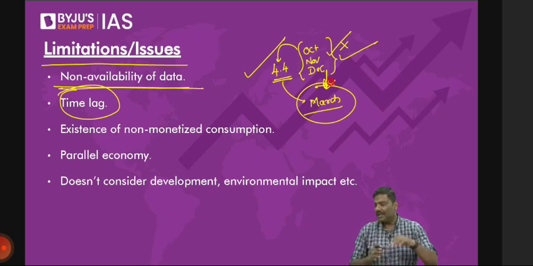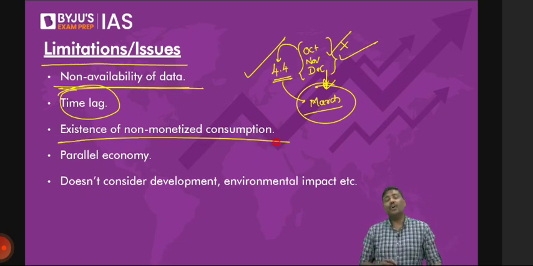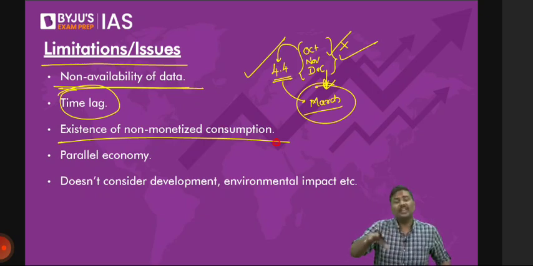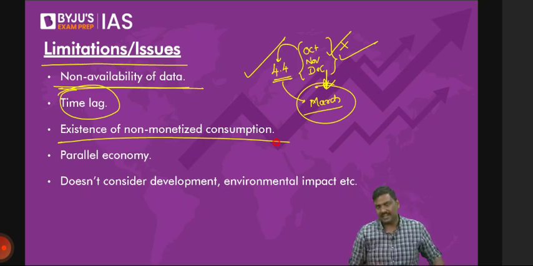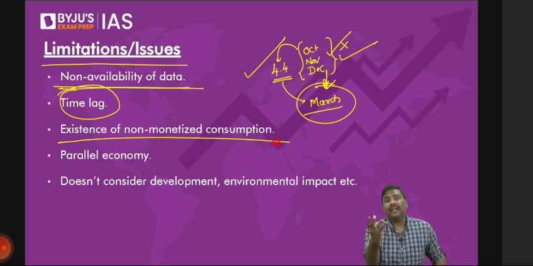Next one, existence of non-monetized consumption. What do you mean by existence of non-monetized consumption? This is what NSO says. Even in certain parts of India, imagine agriculture labor is used. People will work in agriculture sector. They are not paid salary. They are paid in food grains. I hope you understand this.